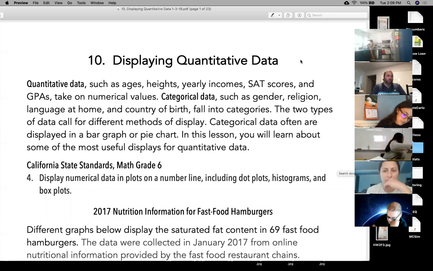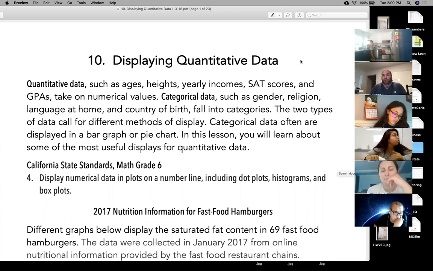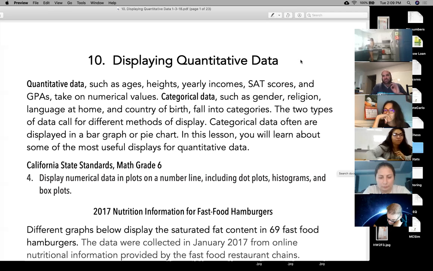Eye color is a category. There are many things that are categories. And then there's quantitative data. Quantitative data is things like ages, heights, income, scores, GPAs. Basically, they're things that take on numerical values, but it's a little more complicated than that. It's important to understand the distinction. Just because something involves numbers does not automatically make it quantitative data. You have to be able to do math for it to make sense. In other words, I have to be able to average two values and have that make sense.